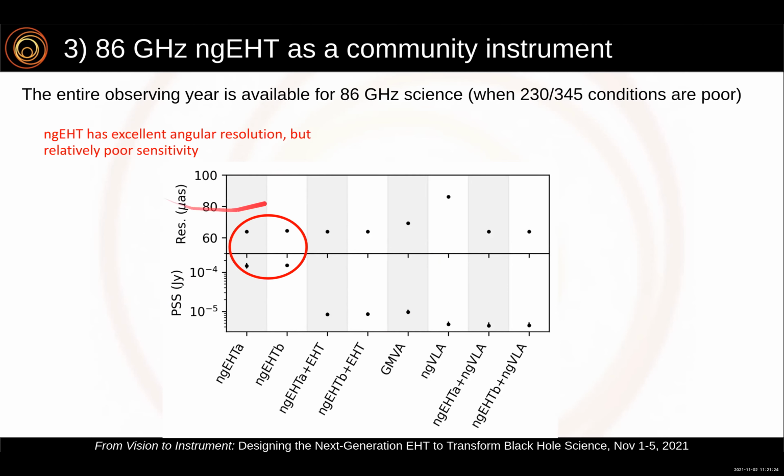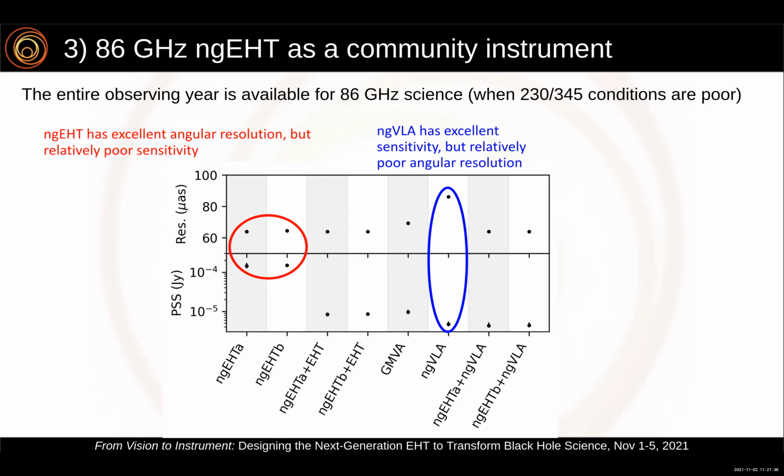But for most of the year, while the EHT core telescopes are doing their own science programs, the ngEHT sites are still available to give the resolution boost. And the ngVLA has excellent sensitivity, but relatively poor angular resolution. If you combine the two, which is possible for a large fraction of the year, you get the best of both worlds: high angular resolution and high image sensitivity.